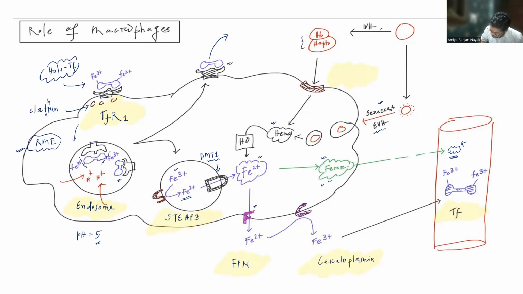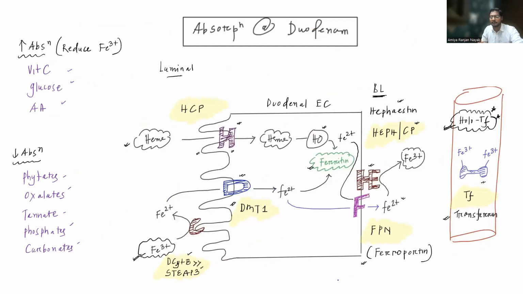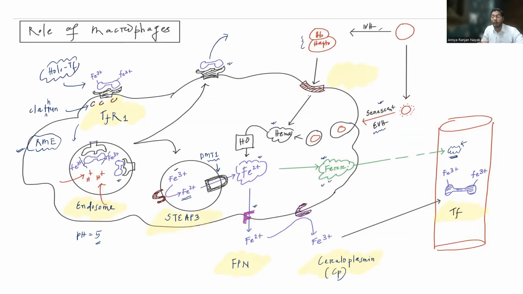I have told you there are two proteins which have ferroxidase activity, which can convert ferrous form to ferric form. In the duodenum, it is predominantly hephaestin, and in the macrophages, it is predominantly ceruloplasmin, which can convert the ferrous form to the ferric form. Now, this ferric form can bind to the transferrin and it can be circulated in the blood, and it can provide iron to various cells inside the body. Okay, so this concept is clear. So this is the role of macrophages in iron metabolism.